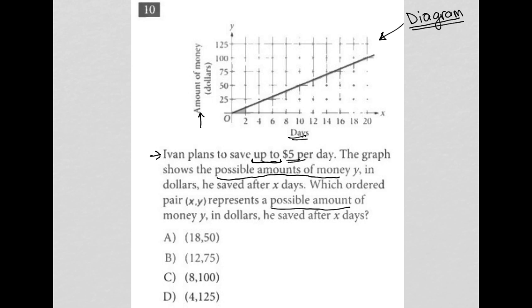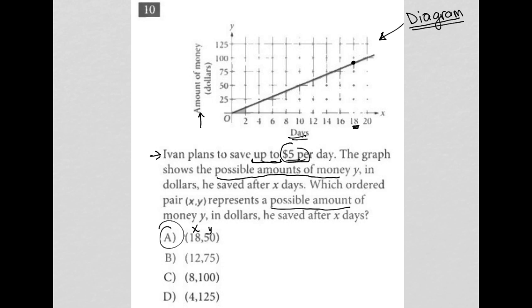So if it has been 18 days, because X represents days, is it possible that he saved $50? Well, at 18 days, the model shows that he saved, like, I don't know, $90, something like that. So is it possible that he only saved 50?